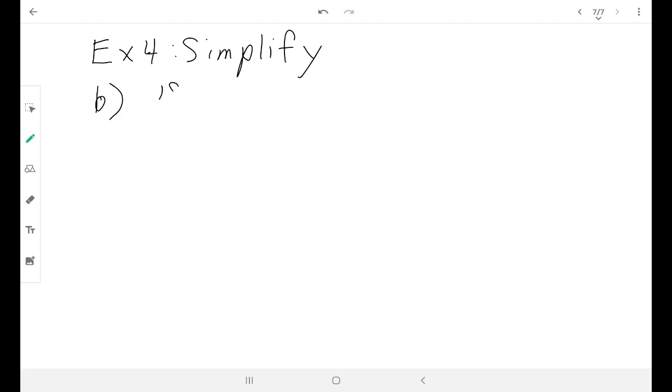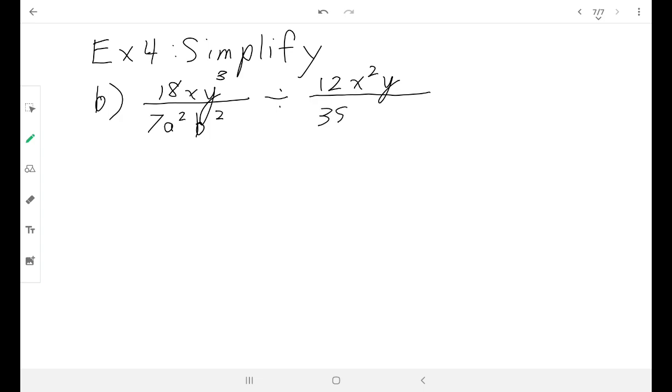So we're going to have 18x y to the third over 7a squared b squared divided by 12x squared y over 35a squared b. Now, I'm using this symbol because it's in your book, but I don't really like using that symbol.